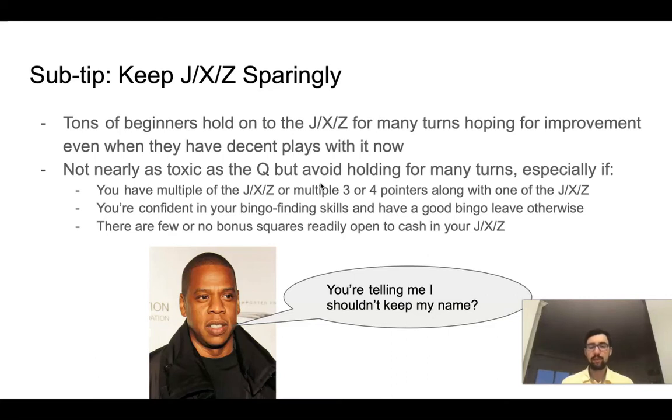You should also be more eager to get rid of them if you have a good bingo leave aside from the J, X, or Z, and you're pretty confident in your ability to find a bingo. So let's say you have a J, and along with it you have tiles like E, R, N, A, S, or something like that. If you can get rid of your J for a few points, and you have a great chance at drawing and playing a bingo next turn, you should absolutely do that instead of holding the J hoping to get a big score with it. And also, if you look at the board and you don't see a lot of places where you might easily be able to play your power tile for a lot of points, get rid of it. You're much better off trying to go for a bingo or other big play.